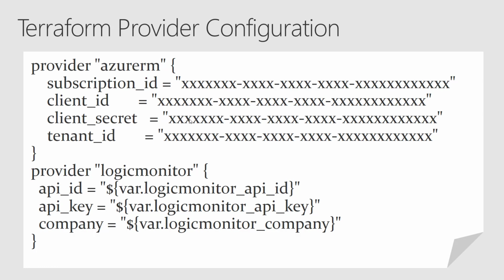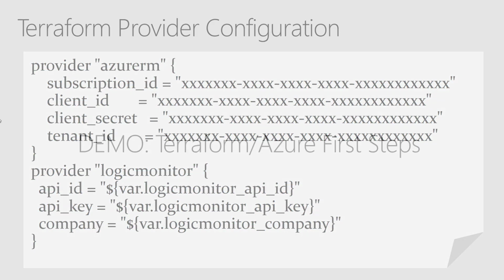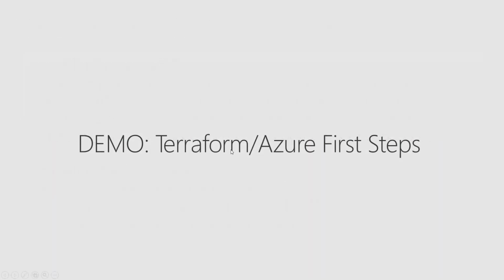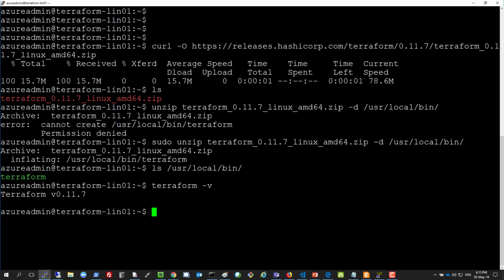So this is how we specify our provider configuration in Terraform. So let's go ahead and do that quickly for Azure. So let's take our first steps with Terraform in Azure. Now if I go back to my Linux virtual machine, I've got Terraform running on this machine.